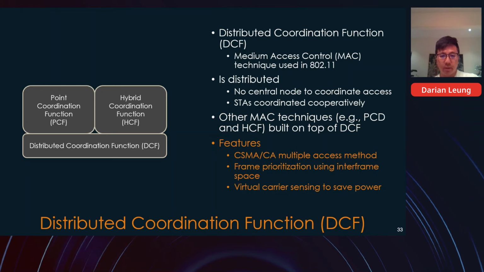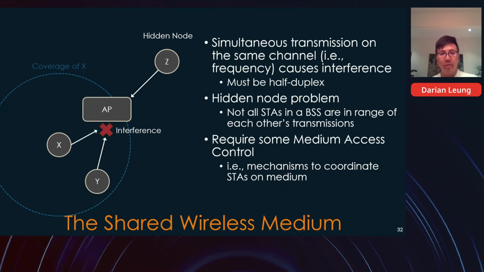Some of the features of DCF include using CS-MACA as the multiple access method, having frame prioritization using an interframe spacing mechanism, and also using virtual carrier sensing to allow stations to save power. I'll get into the details of these features later. Firstly, let's take a look at the shared wireless medium.